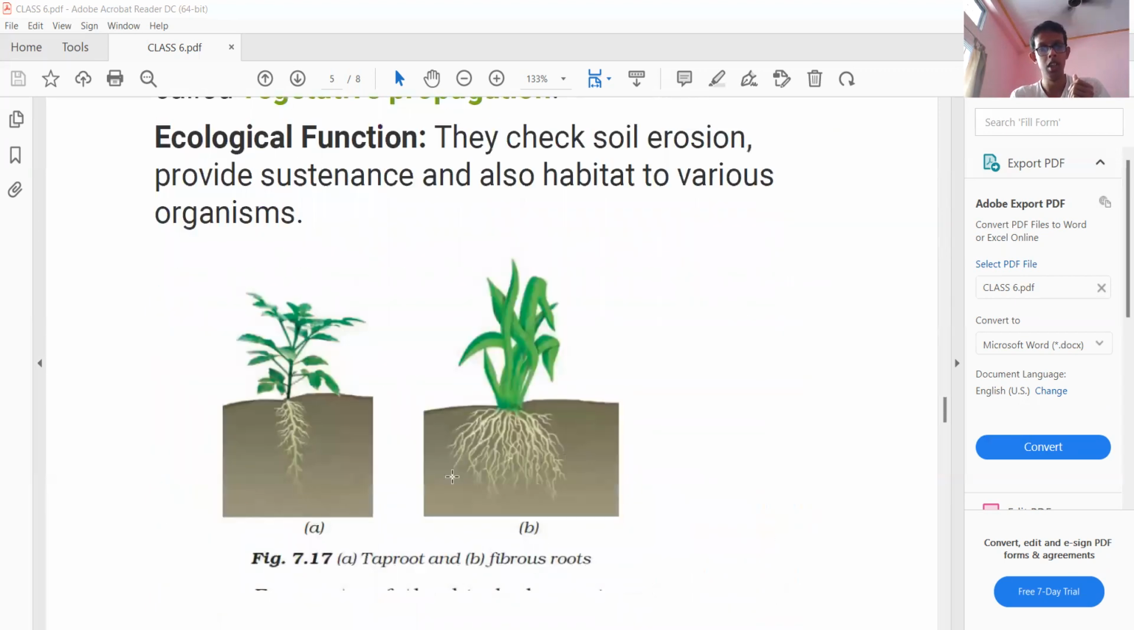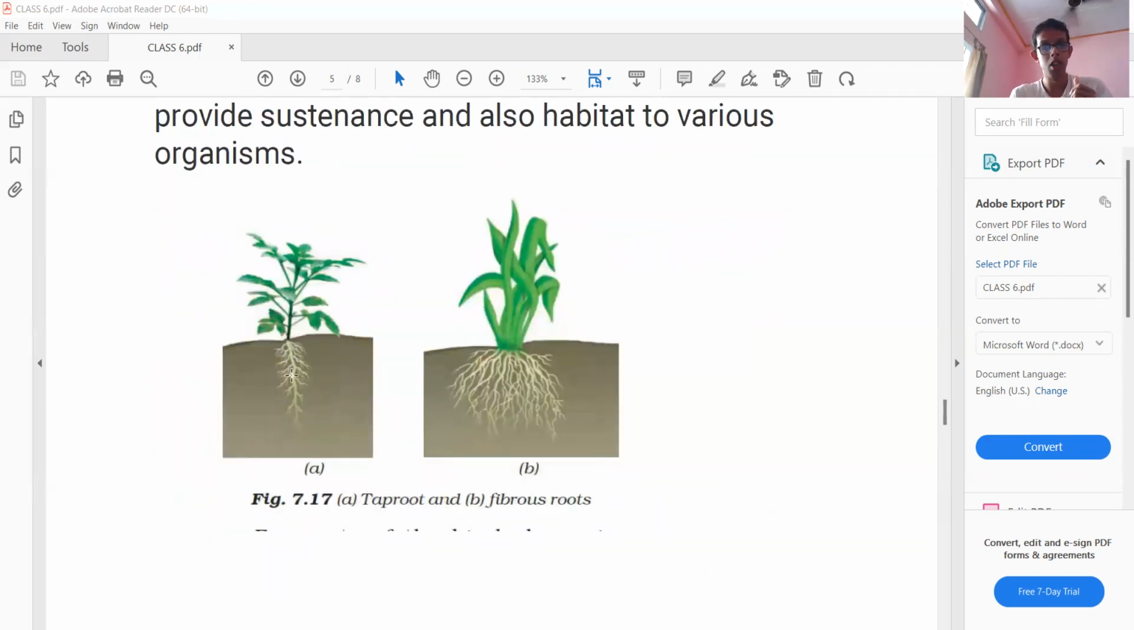See, this is a taproot, and these are the lateral roots of the taproot. And this is a bush-like structure. You must have seen bushes. So this is a structure like bush. So these bush-like roots are called fibrous roots.